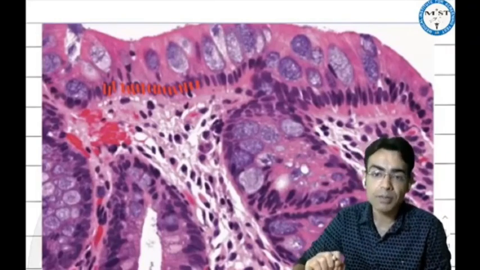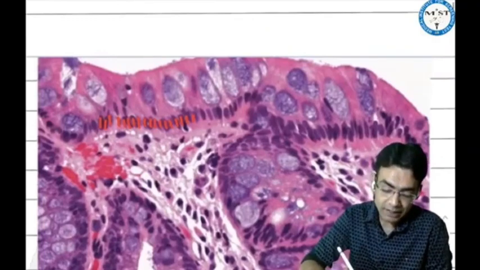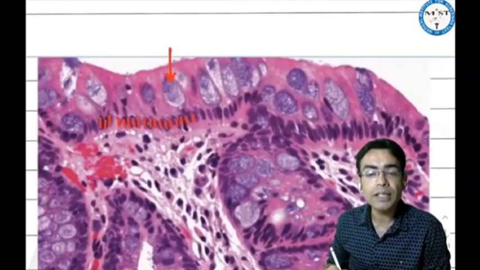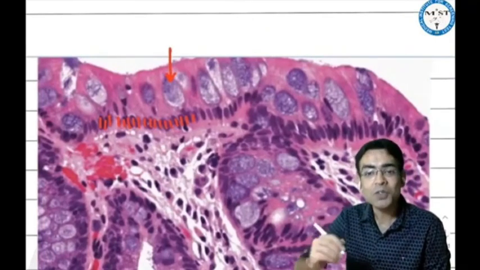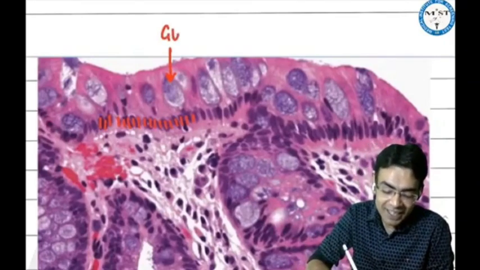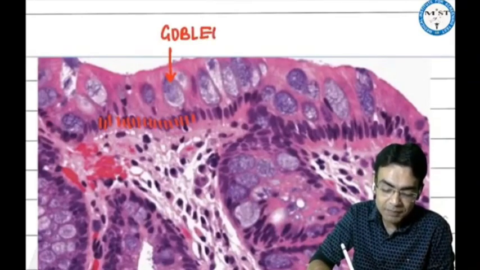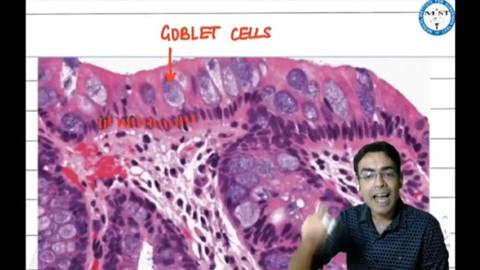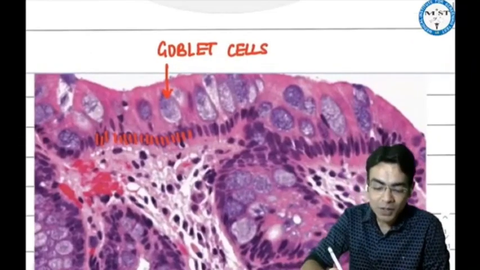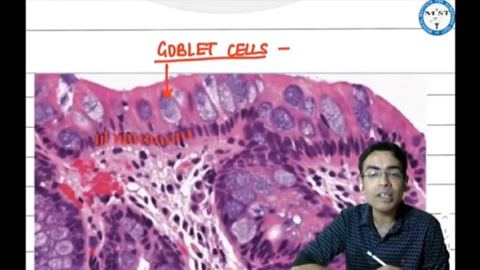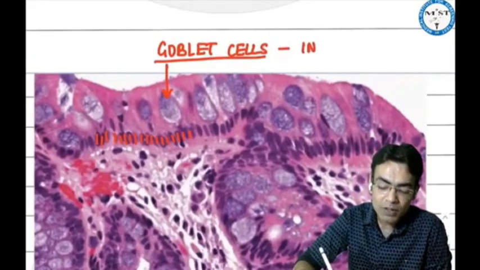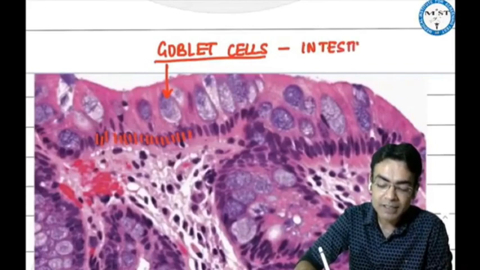There is one more thing which comes here, and that thing is these cells. Are you seeing these cells? Now we have discussed this many times in the class, that these cells are called goblet cells. And you know the normal location of these goblet cells is the intestines.